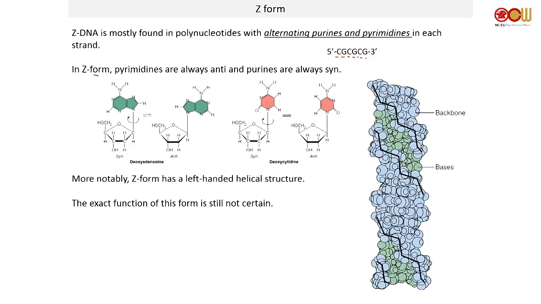Now, in Z form, the pyrimidines are always in the anti form, and purines are always in the syn form. That's just something people have noticed. More notably, Z form DNA has a left-handed helical structure, which is different from A and B form. The exact function of this form is still not certain, says your textbook. That's the Z form. So primarily you see A, B, Z, three forms. All right.